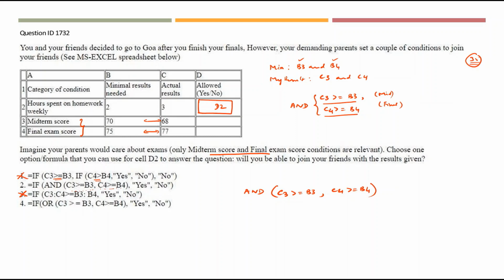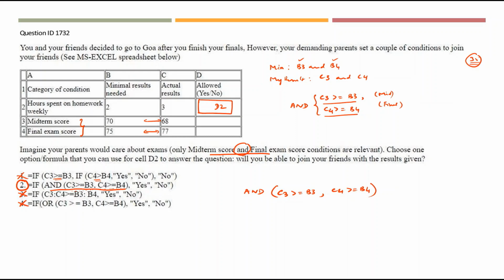So where we find AND here, in option 2 we have AND of, and here it is OR. OR means I can either score in midterm or in final exam. But here they are concerned about midterm and final exam. So this OR contradicts that statement and we'll remove option 4. Now we know option 2 will be the answer, but we'll just check.